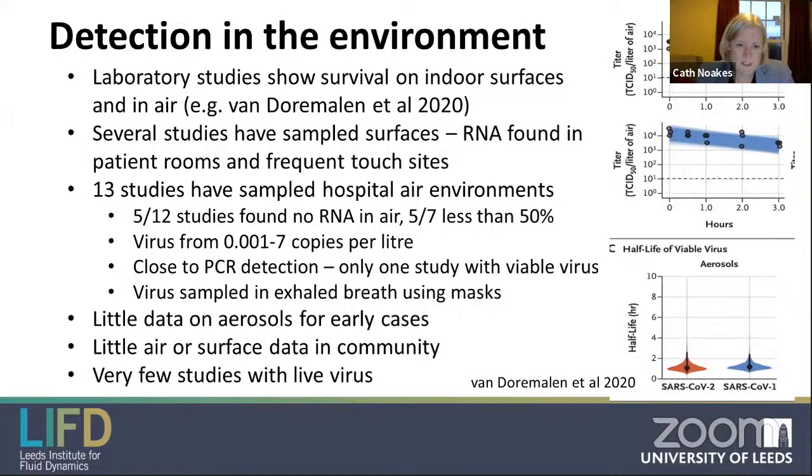There is one study so far that sampled virus in exhaled breath using masks. Actually, there might be 2 of those now. So there is some evidence of it in exhaled breath directly, but again, we're awaiting data to really show exactly what is in people's exhaled breaths. So even now, several months into this, there's still quite a lack of good data that shows where it is in the community, and studies with live virus.